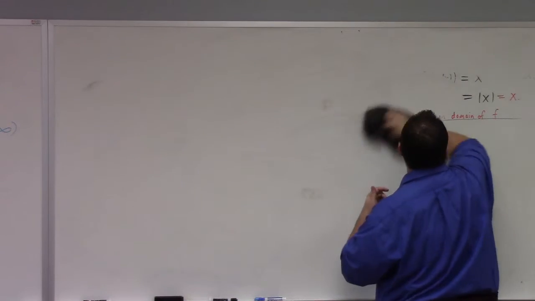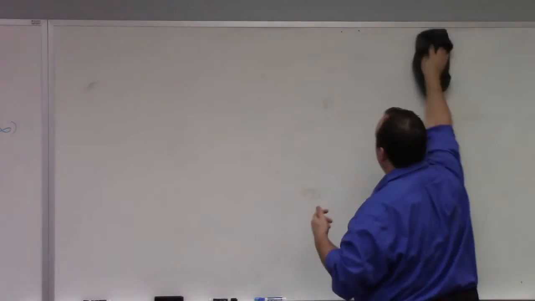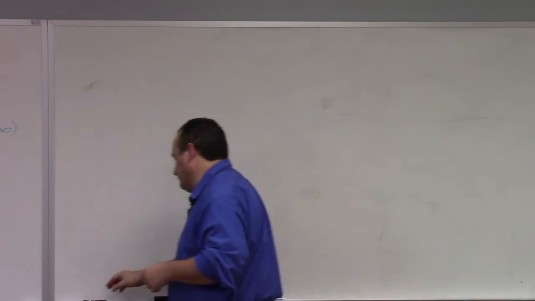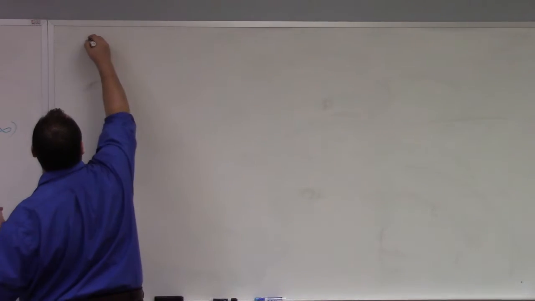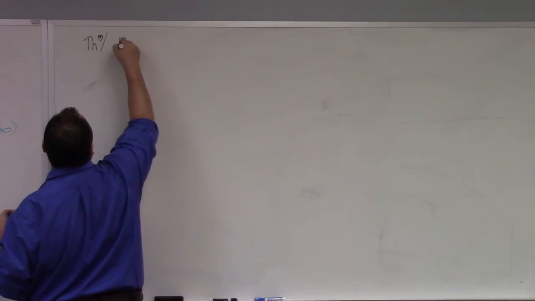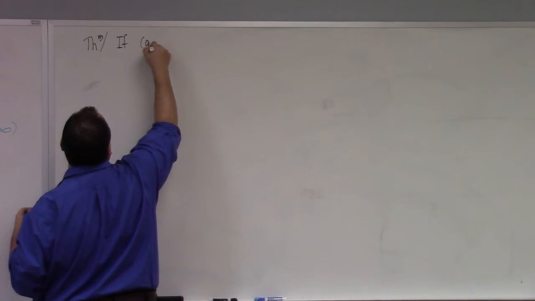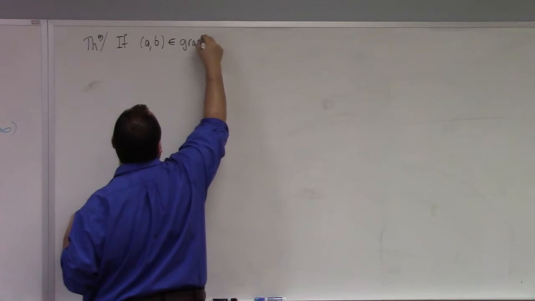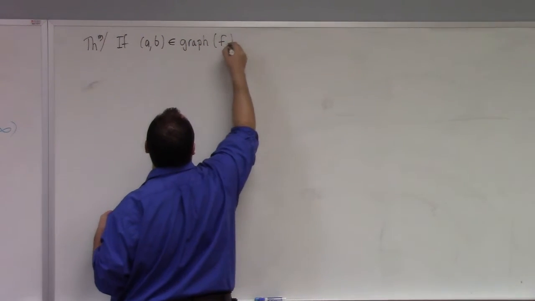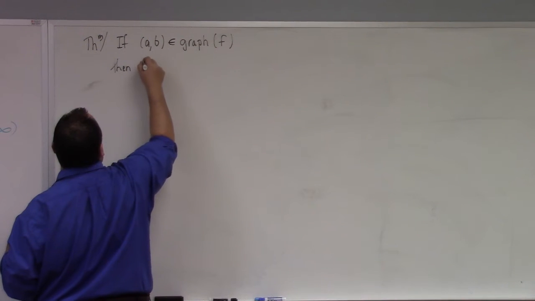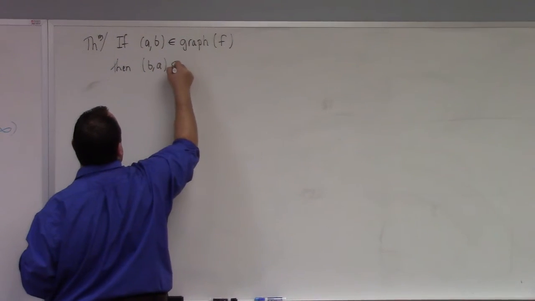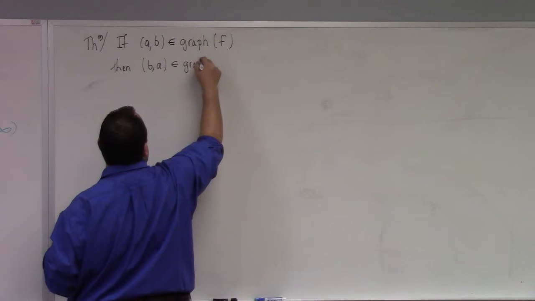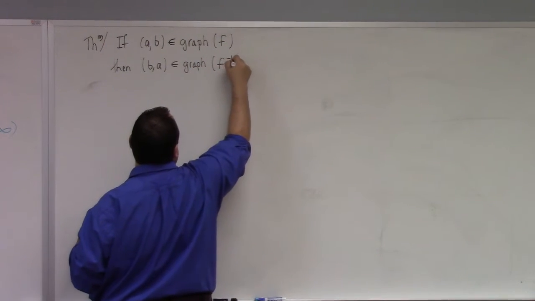Now there's a theorem that we must learn and understand. It's an important theorem. Here it is. Theorem: if (a, b) is an element of the graph of f, then (b, a) is an element of the graph of the inverse function.